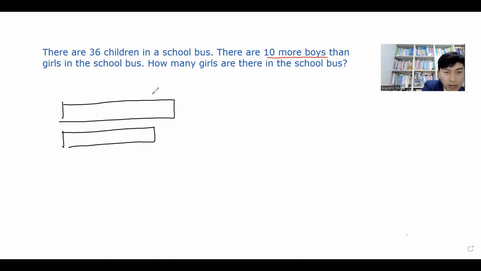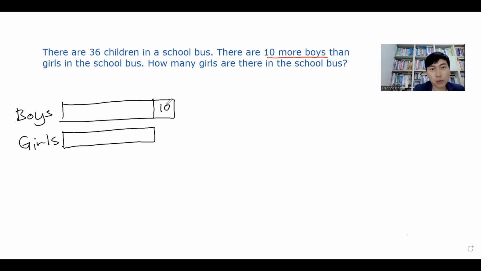Now, I will first label them. The longer bar I will label as boys, and the shorter bar I will label as girls. And then how do I show the 10 more? I would draw a line to show the extra part coming out from the boys, and this would be 10.